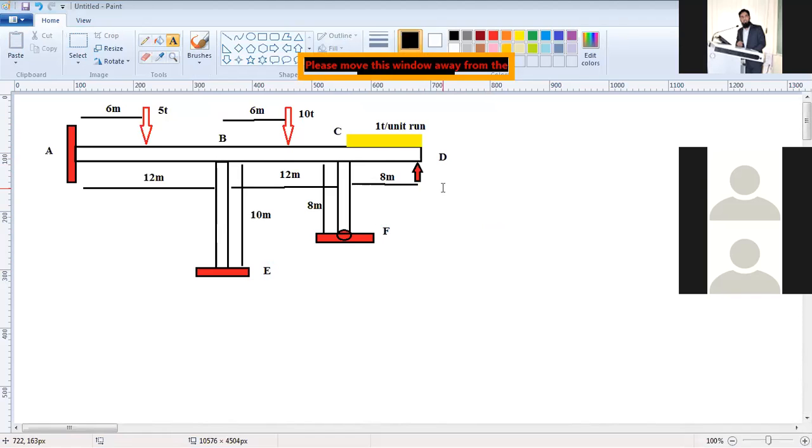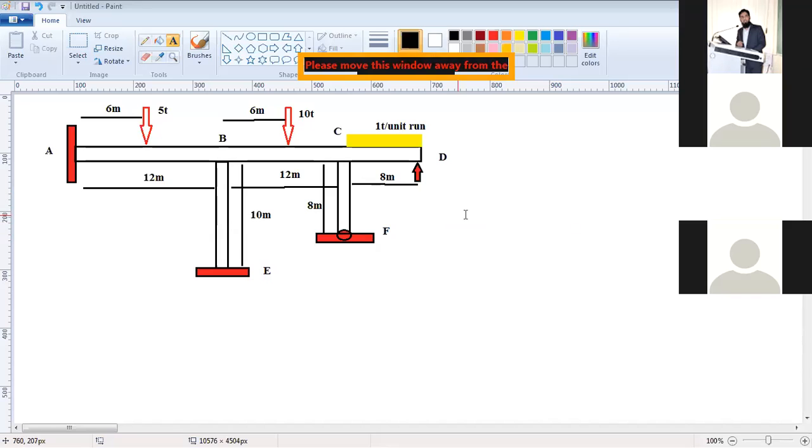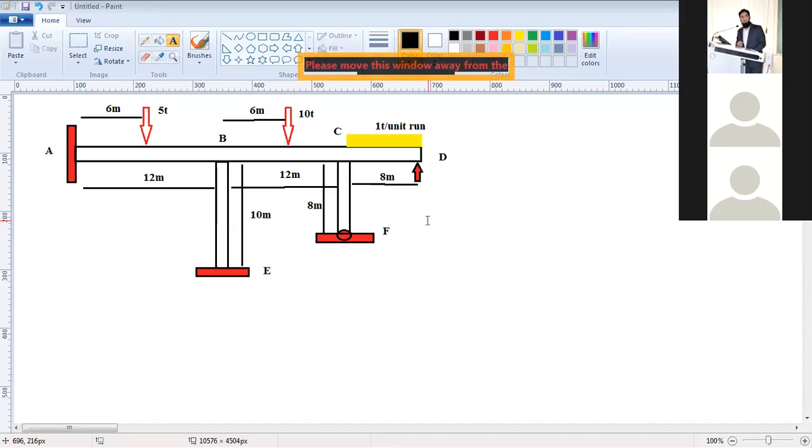So what I was discussing is that at A, this is fixed. Can we have the audio muted? At A it's fixed, and at D, it's simply supported. It's connected at B, but this is a rigid connection at B. Similarly, there is a rigid connection at C, and there are two columns here. One is BE and the other is CF. Then there are three beams. One is AB, the other one is BC, and the third one is CD.